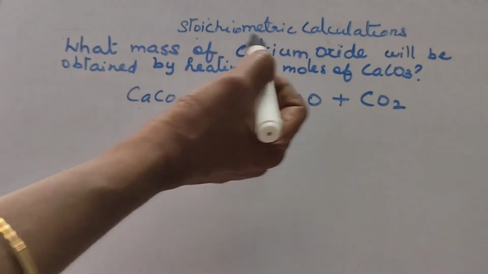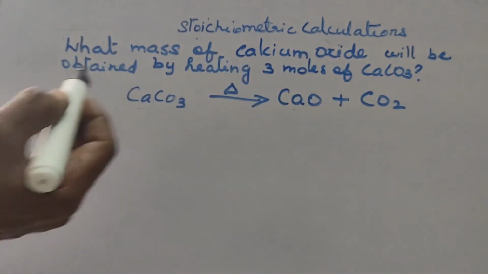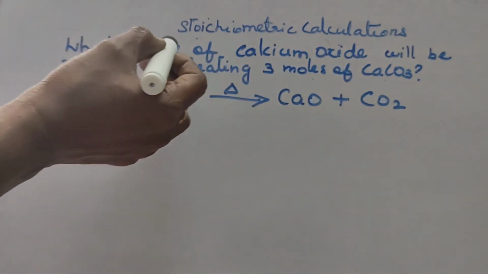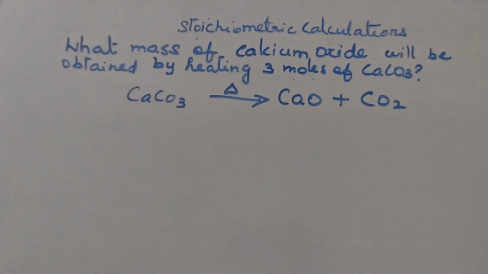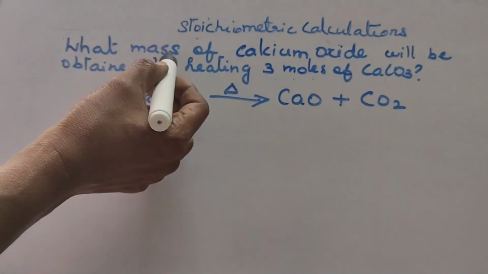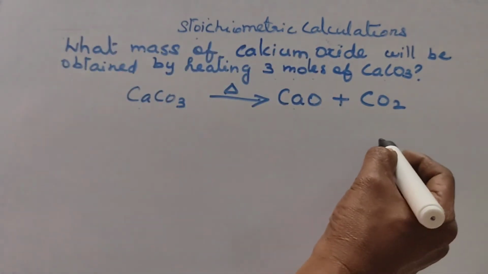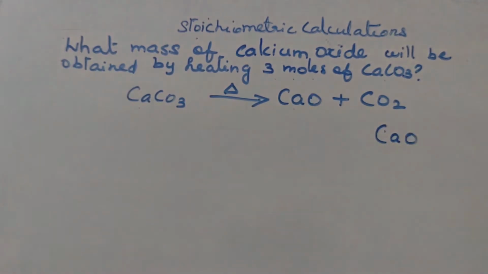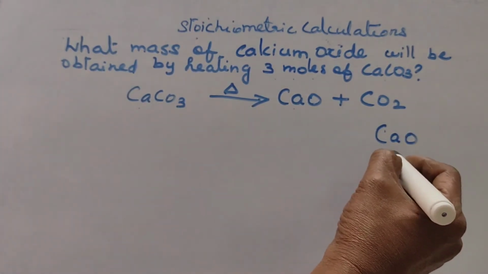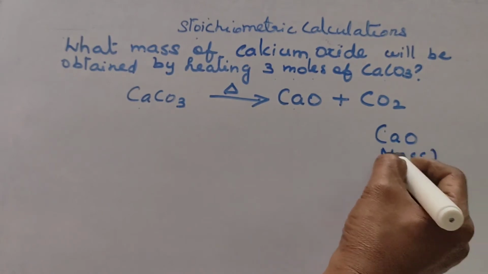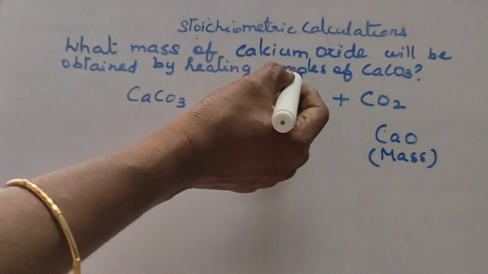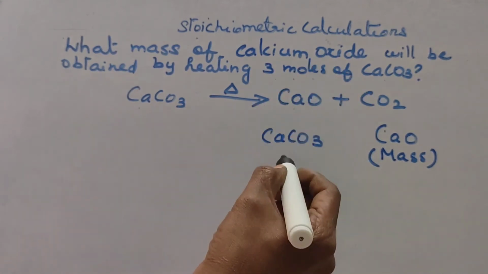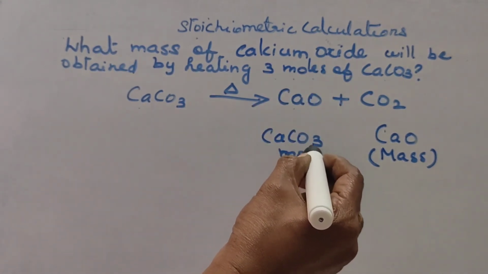Next step, what relationship should we find out? Mass of calcium oxide is asked. It is given moles of calcium carbonate. So, mass-mole relationship. What is asked? Calcium oxide is asked, that we will write on the right side. In what form is it asked? Mass. Then what is given? Calcium carbonate. In what form is it given? Moles.